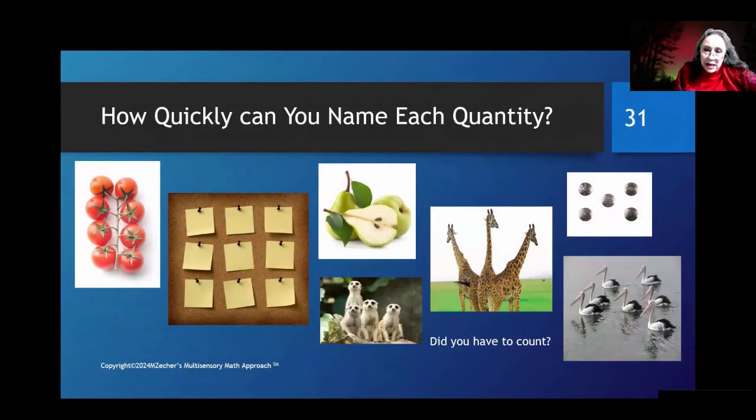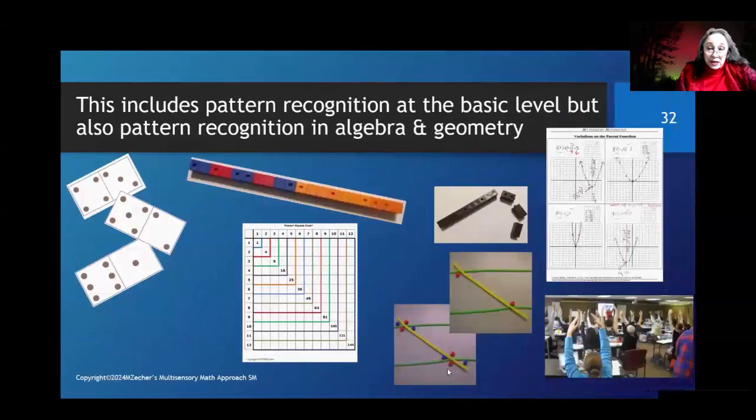How quickly can you name these quantities? Name this one, this one, this one, this one, here, here, and here. Did you have to count any of them? And how did you recognize this one? Did you see it as 3, 3, and 1? Or did you see it as 5 and 2? And it doesn't matter. The fact that you can name that quantity is good numeracy.